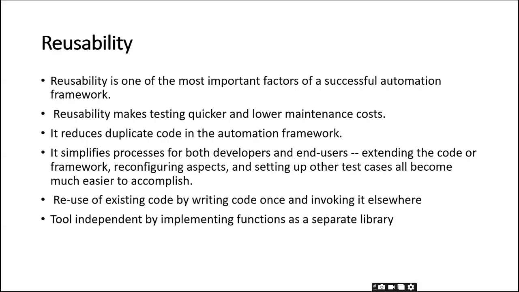We can also create a library tool independent by implementing functions as a separate library, right? So in that case, if the tools provide some function that is deprecated, we need to go in our library where we have created it, and update it in that place only.